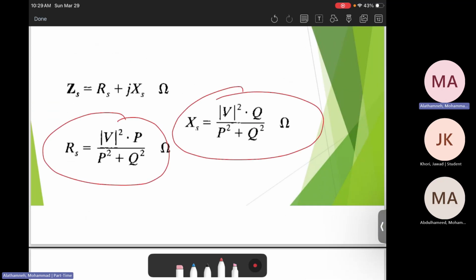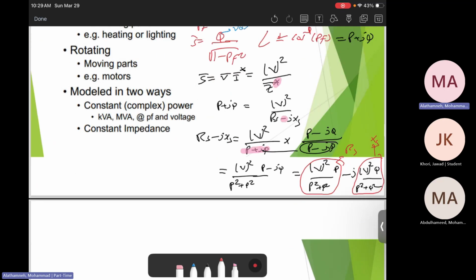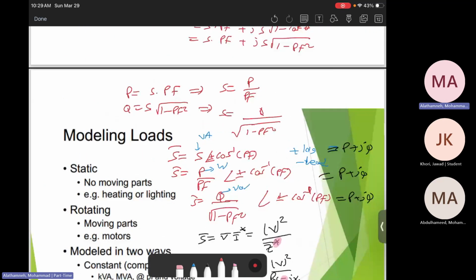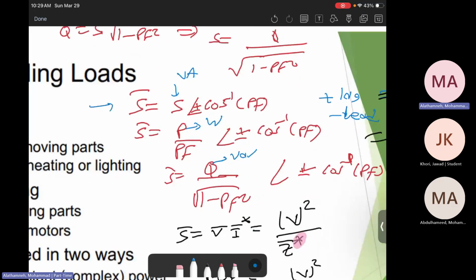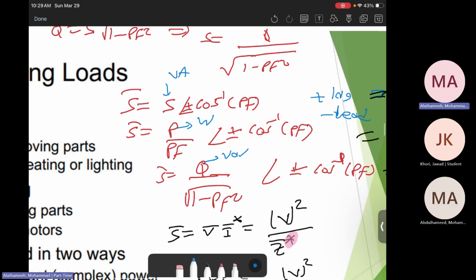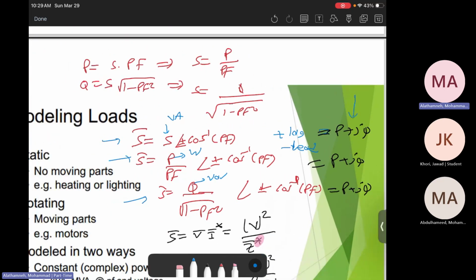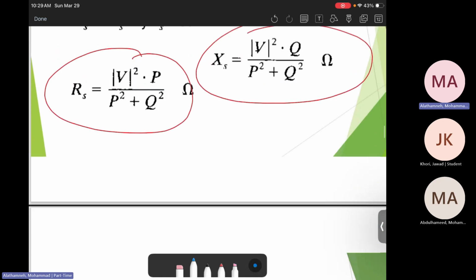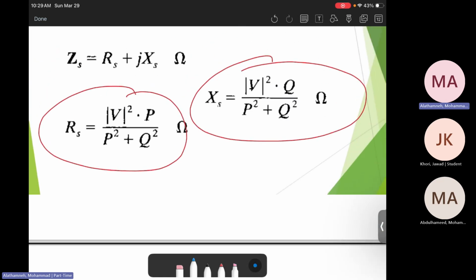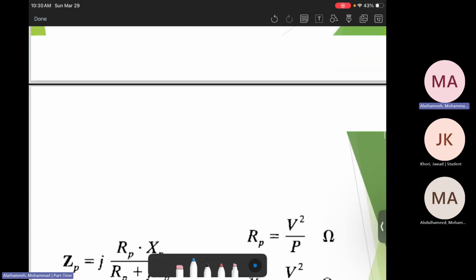So the first part: you need to find the complex number. Depending on the load, if we have the real power or reactive power, we have three formulas, this one, this one, or this one. The second part: convert this to rectangular coordinates, which is this one. The third thing: apply these two formulas to calculate Rs and Xs. Here, we converted the load from real and reactive power to an impedance.